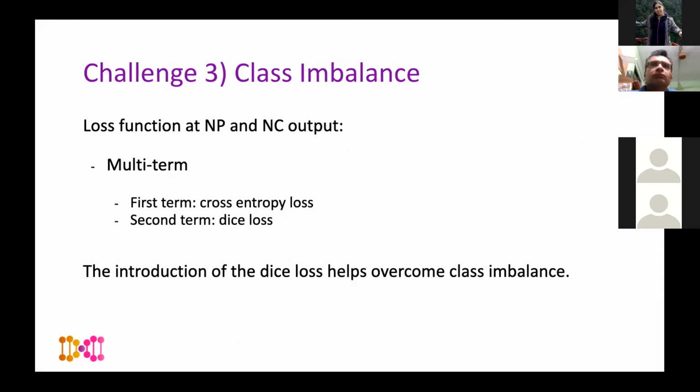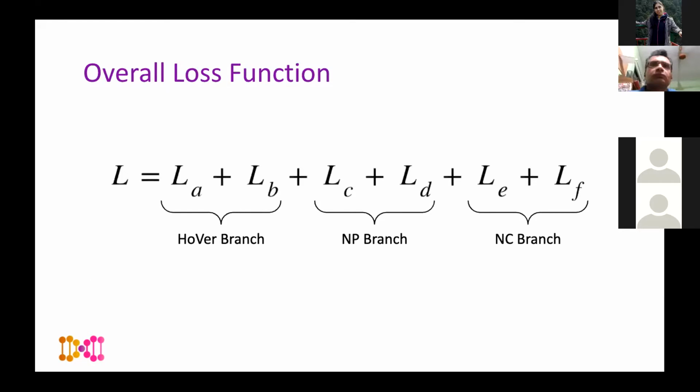Then third, for challenge 3, to try and solve the class imbalance issue, we similarly use a multi-term loss function at both the nuclear pixel and nuclear classification branches. Here, the first term we used was the cross-entropy loss, and the second term was the dice loss. Using the dice loss helped overcome the class imbalance within the dataset. Then putting everything together, we had 2 loss terms at the output of each branch, and overall, we had 6 loss terms to make the overall loss.